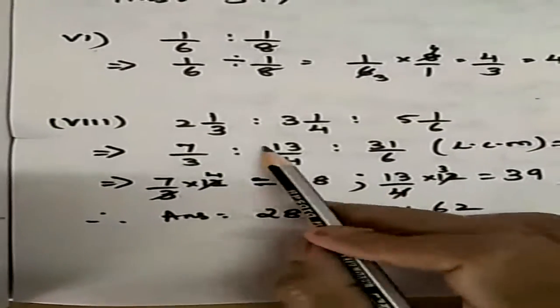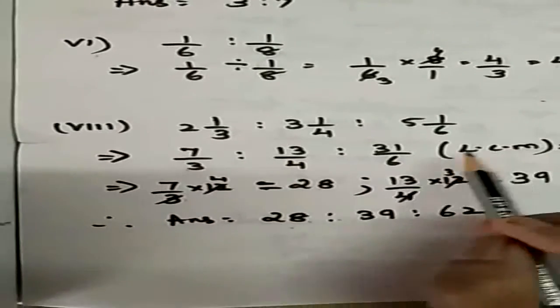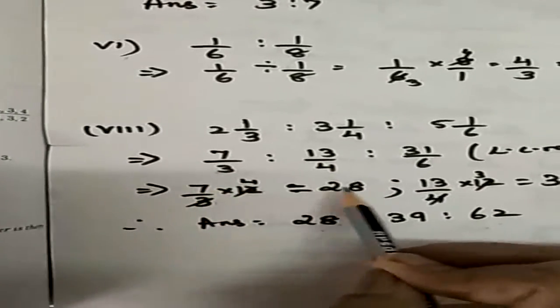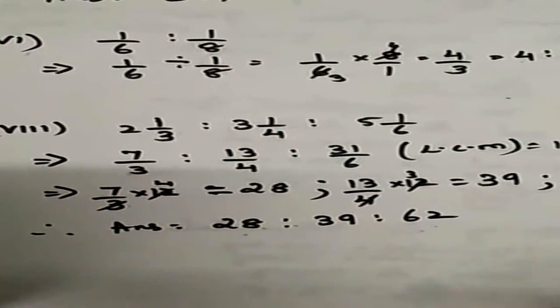Okay, so what did you do? First you change it into the improper fraction, then you have to find the LCM, then with the LCM you cancel the fractions and get the answer. This is the way to write this question number 2. Then after that, which question is given?